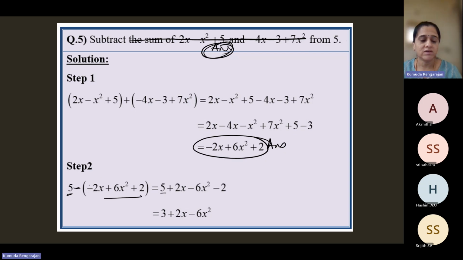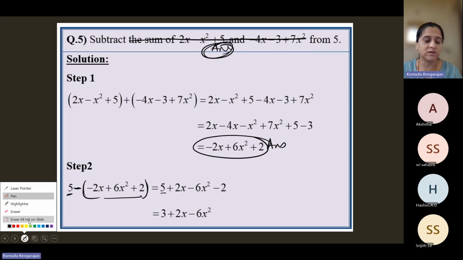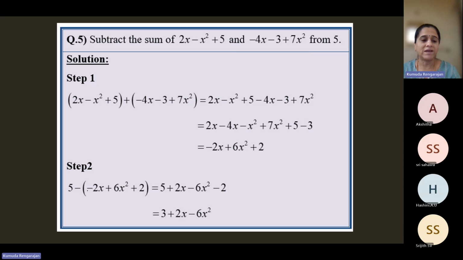So 5 as it is. And before this bracket is a minus sign. So all the terms will come out with their opposite sign. Minus 2x plus 2x. Plus 6x squared minus 6x squared. Plus 2 minus 2. Opposite sign. Because outside the bracket there's a minus sign. If outside the bracket there's a plus sign, no change. The terms will come out with the same sign they have. If there's a minus sign outside the bracket, the terms will come out with their opposite signs.